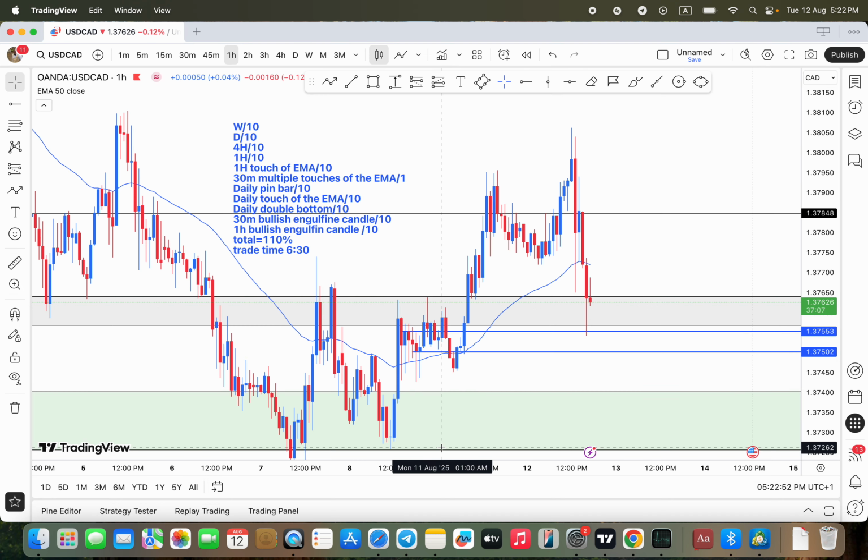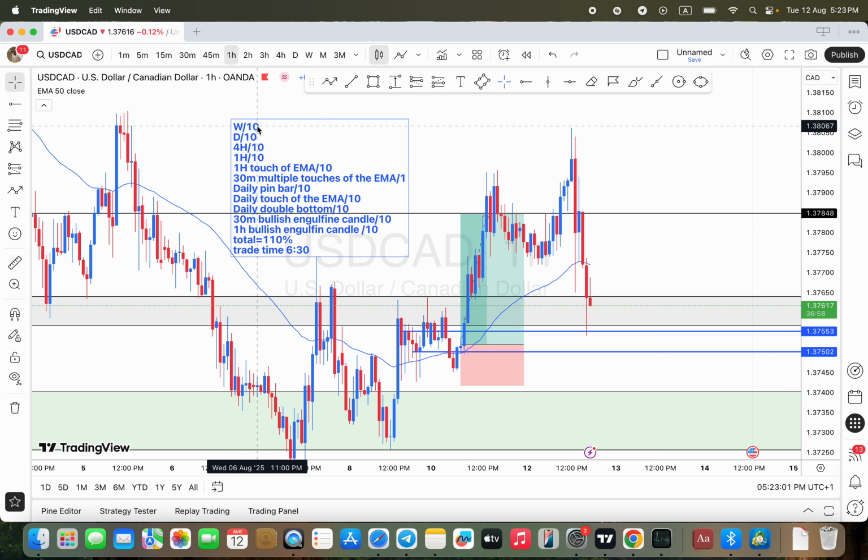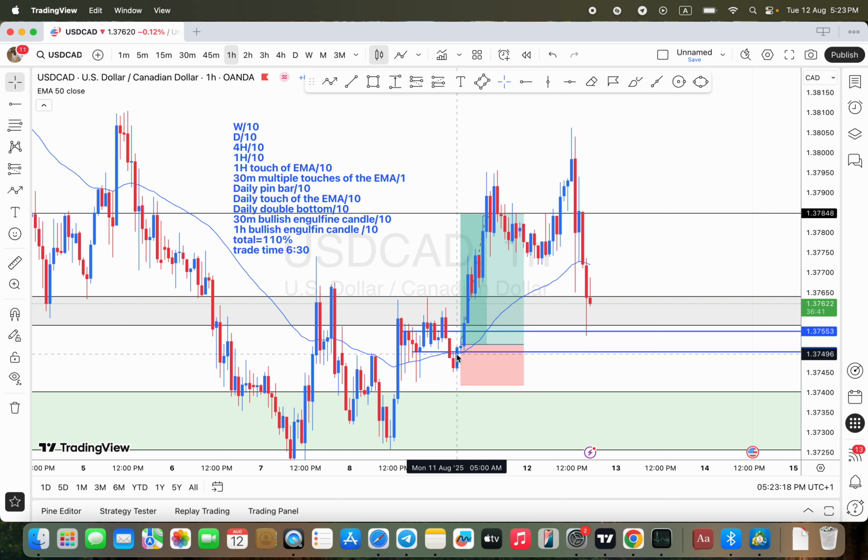I need to see 40% chance before I even think of looking at the trade, if I'm going to take it or not. So these are the 4 time frames that are moving to the same side. And right there, the 1 hour, another confluence that I have was a 1 hour touch of the EMA. At this level right here, there was a touch. This is the EMA. There was a touch of this EMA right here.